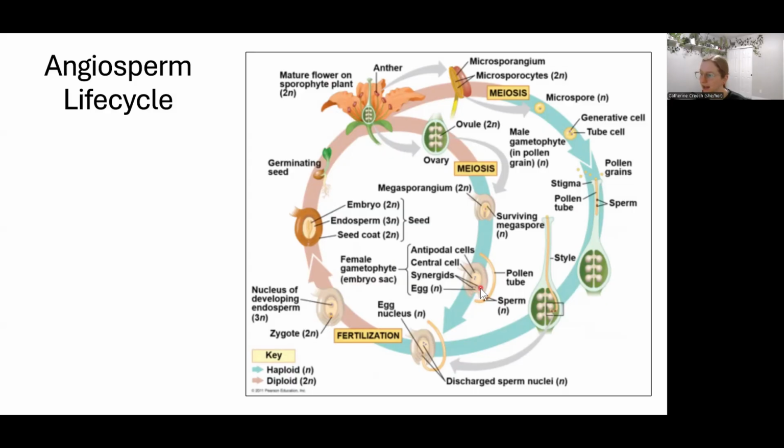On either side of the egg are your synergids. Then you have a big cell in the center with 2 nuclei. That's the central cell, and it contains your polar nuclei. And up at the top, opposite the micropyle, you have 3 antipodal cells. Here we're going to have pollination occur. In pollination, your pollen lands on the stigma.